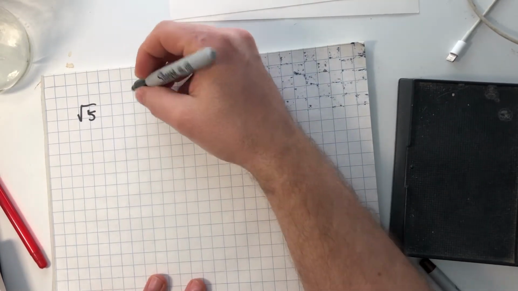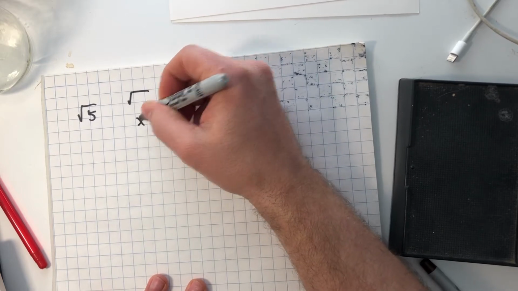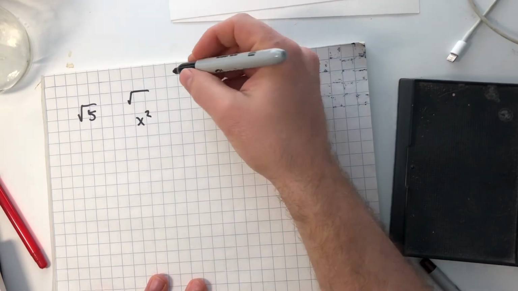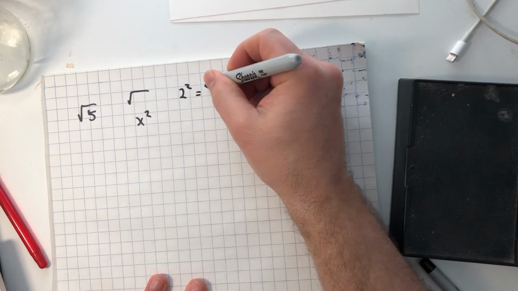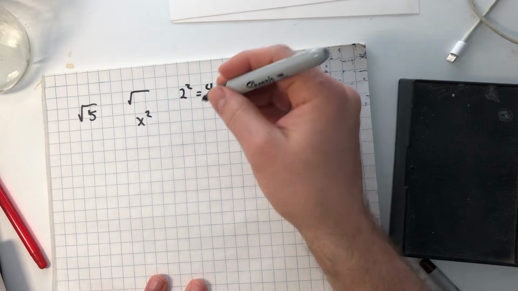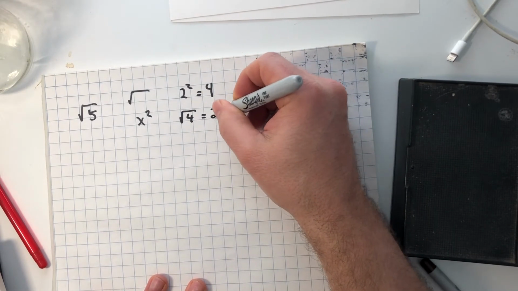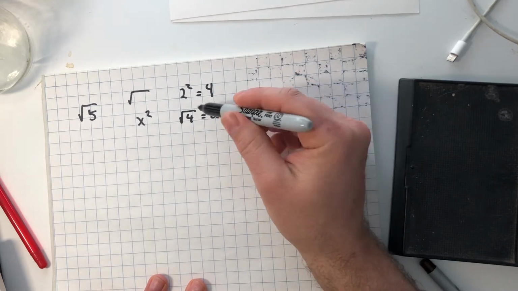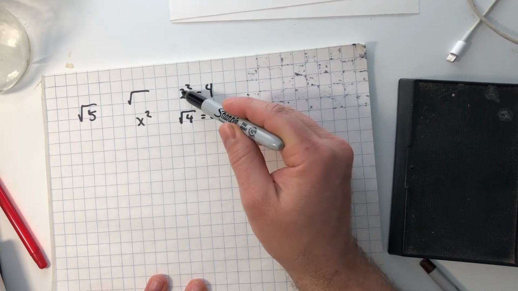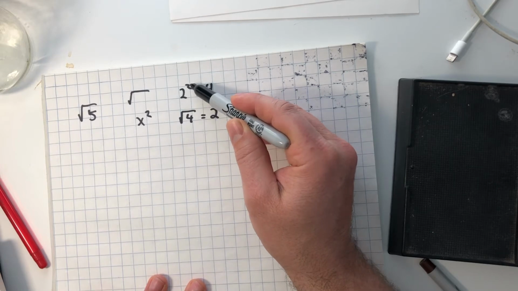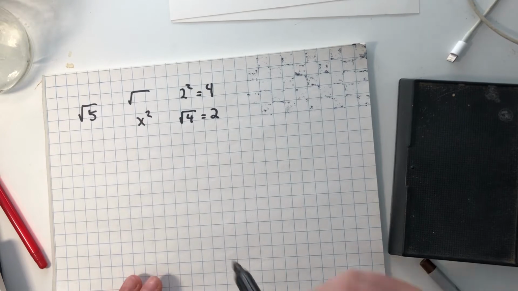Square roots are actually the opposite of squaring. So when I square something, let's say 2 squared, that equals 4. The square root of 4 is 2. So square rooting is the opposite of squaring: the answer of a square root is the base you would square to get that number.